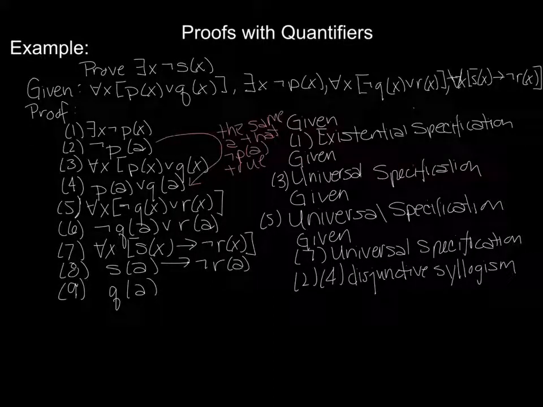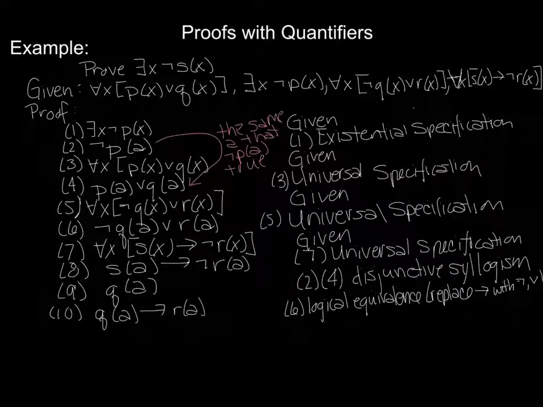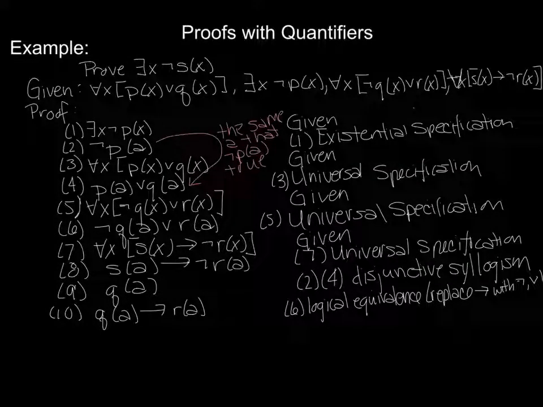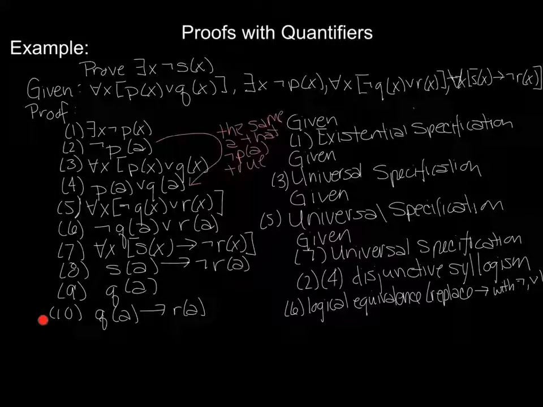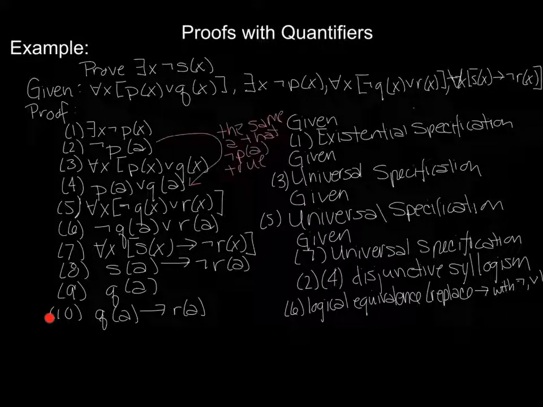And now I start doing my proof using my rules of inference. So for step 9, I am going to get Q of A because I am looking at steps 2 and 4. In step 4, I have P of A or Q of A, but I know that P of A is false, so it must be Q of A that is true. Next, I converted step 6 into an implication: Q of A implies R of A. Again, that's that equivalence relation.